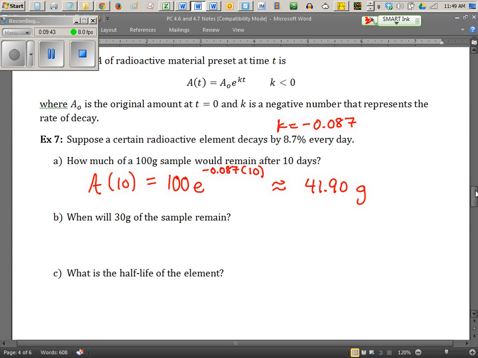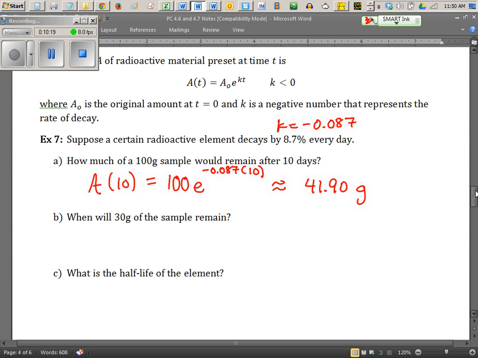Okay, let's go to the next question. When will 30 grams of the sample remain? That really should say, when will 30 grams of the sample remain radioactive? So I don't want you to get the impression, let's say that this is a new element called S239, okay? It's not like this is sitting on a table and then it's just disappearing, okay? It's not like that. It's just the part of it that is unstable is diminishing.